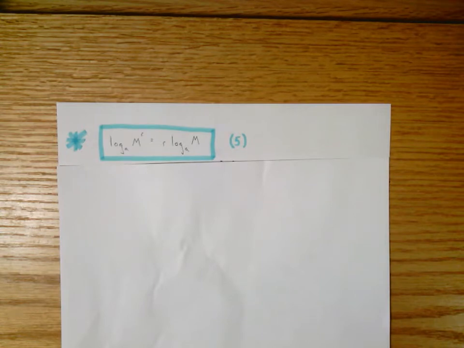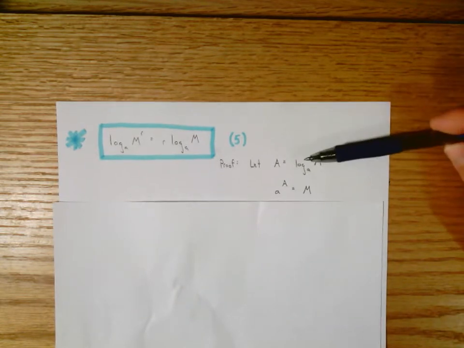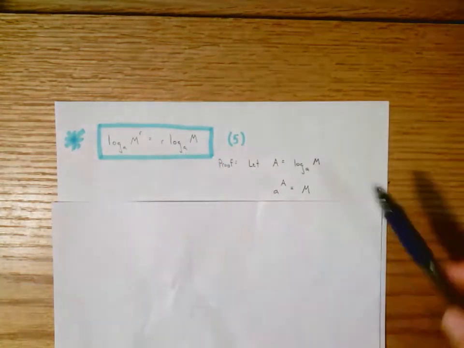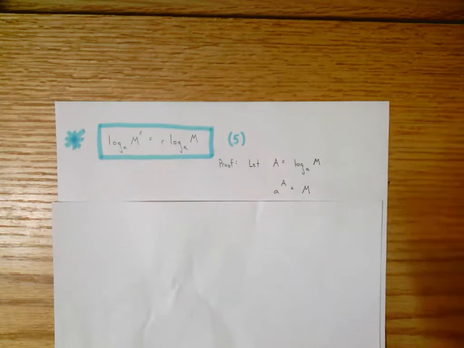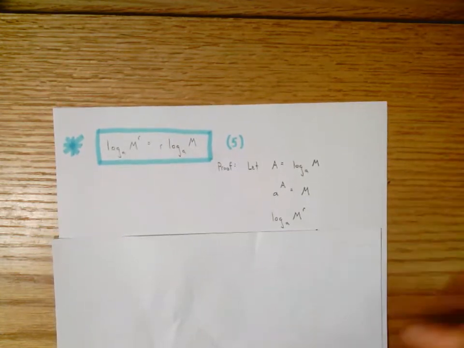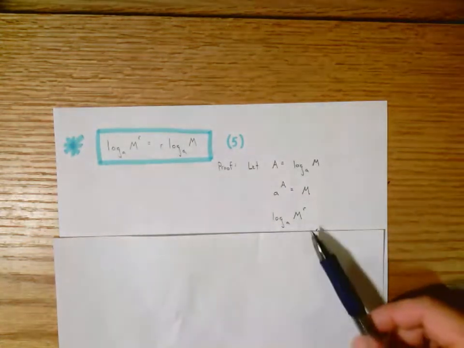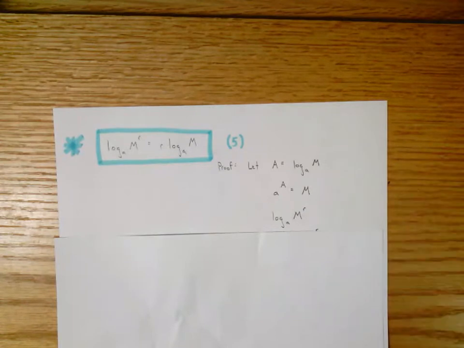Right. In order to prove this one, I'm going to start by defining the capital letter A as log base a of m. So log base a of m I'm just defining as capital A. Then I can use my definition of logarithms to write that in an exponential form. Now I'm going to start my proof. Here's the left-hand side of the property I'm trying to prove. Log base a of the argument m to the r power.